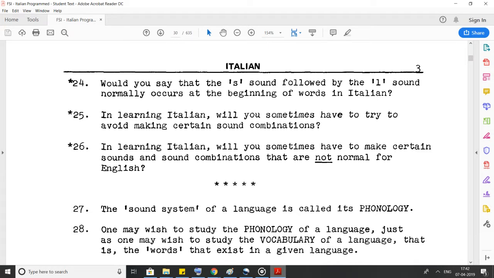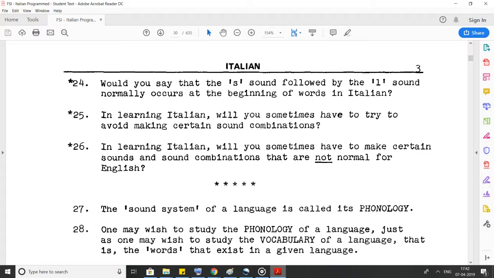Frame 24. Would you say that the S sound, followed by the L sound, normally occurs at the beginning of words in Italian? The answer is no. Frame 25. In learning Italian, will you sometimes have to try to avoid making certain sound combinations? The answer is yes. Frame 26. In learning Italian, will you sometimes have to make certain sounds and sound combinations that are not normal for English? The answer is yes.